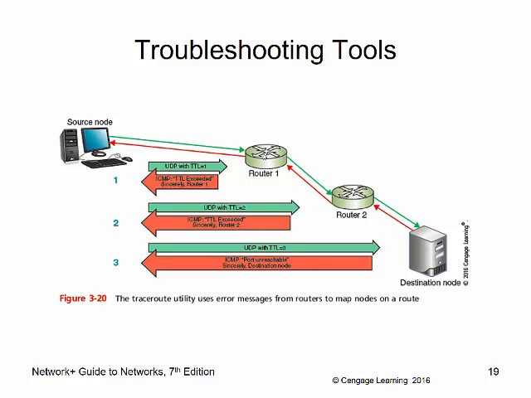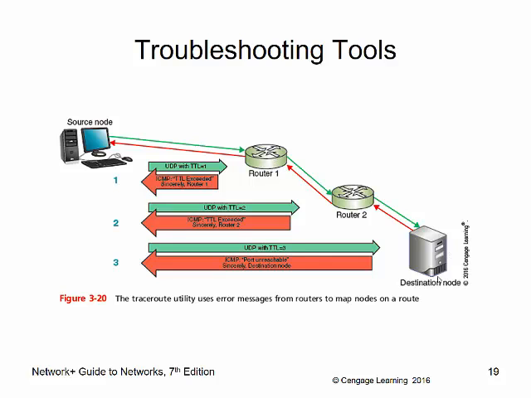Traceroute pings the first router it encounters, and I get a reply. And then it goes to the next hop, pings that router, and I get a reply. And finally, it goes all the way through, pings my destination, and I get a reply. So I end up with this little map showing me the path my ICMP packet took to get to its destination. Why is this useful?